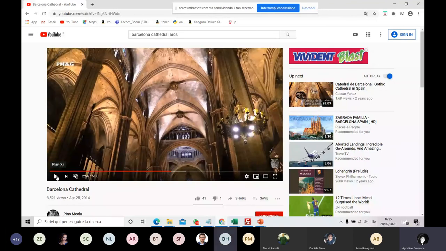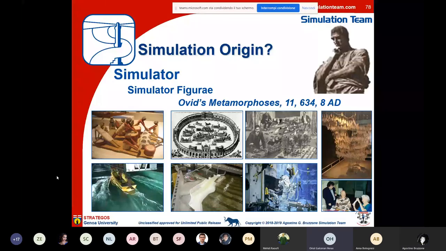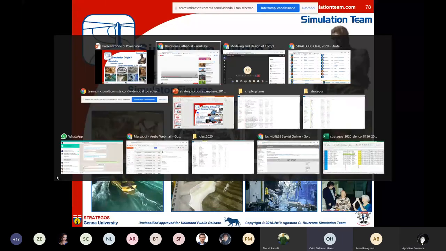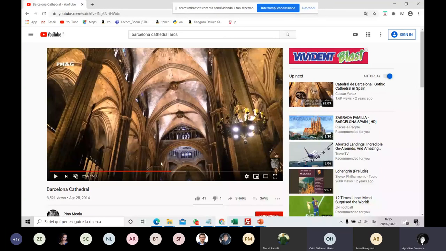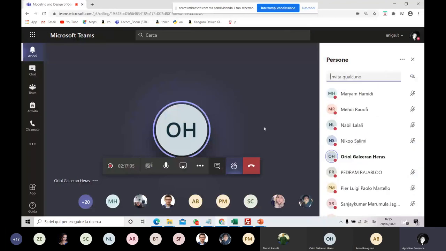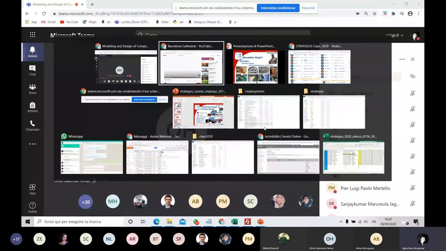Sorry, Professor. This is the wrong cathedral. This is the Cathedral of Barcelona, the one that you were showing. It's the Sagrada Familia, the one by Gaudí. Sagrada Familia, in fact. Exactly. And he was making such computation in this way, in order to get an estimate of the effort. It was physical simulation. It was not computer simulation.